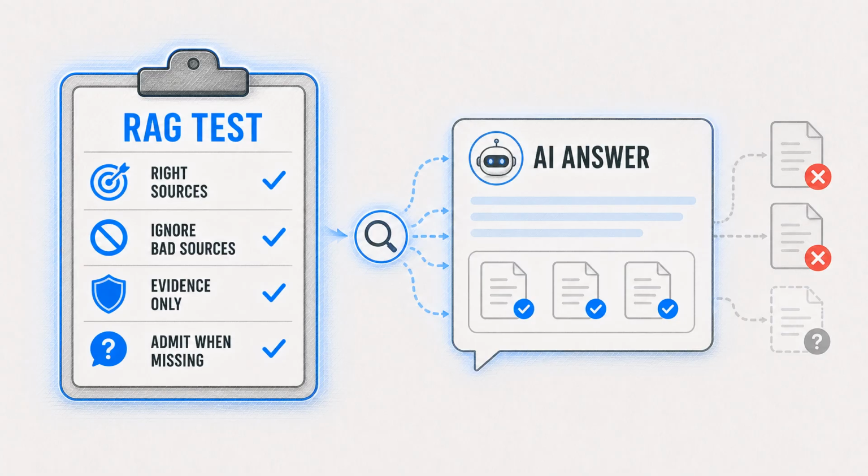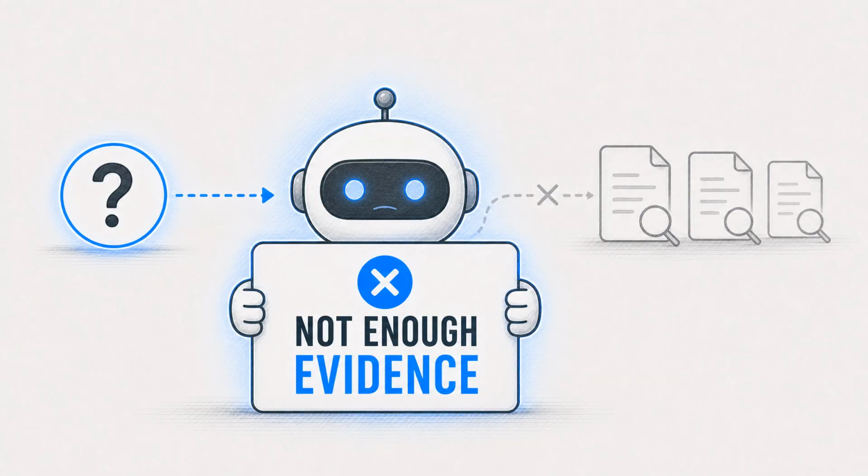You test RAG by asking real questions and checking the whole chain. Did it retrieve the right sources? Did it ignore bad sources? Did it answer only what the evidence supports? Did it admit when the evidence was missing? One sign of a mature RAG system is that it can say it does not know. If the sources do not contain the answer, the safest response is not a clever guess. It is a clear explanation of what was and was not found.